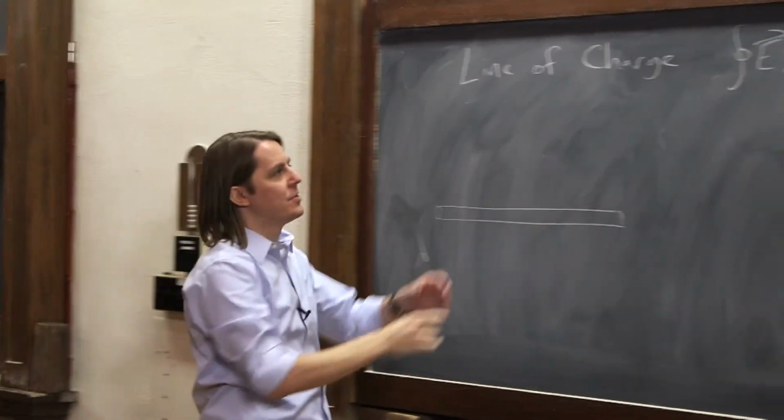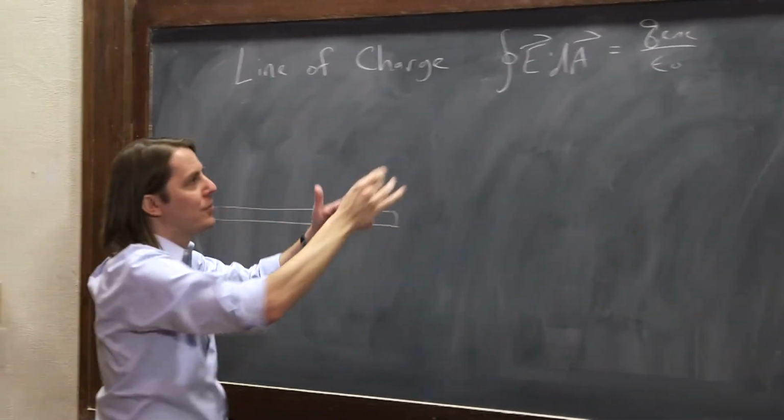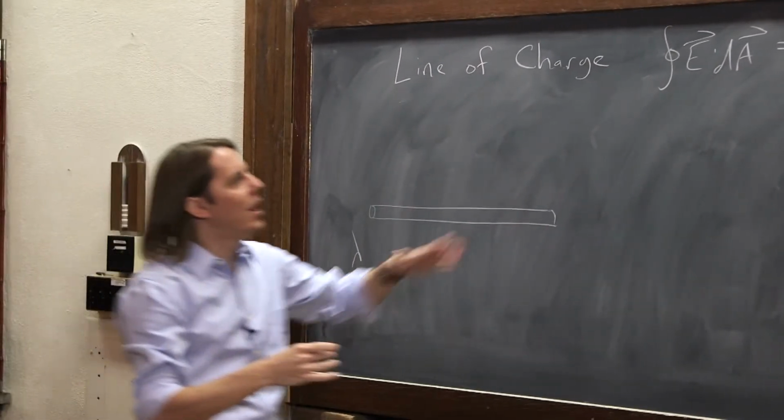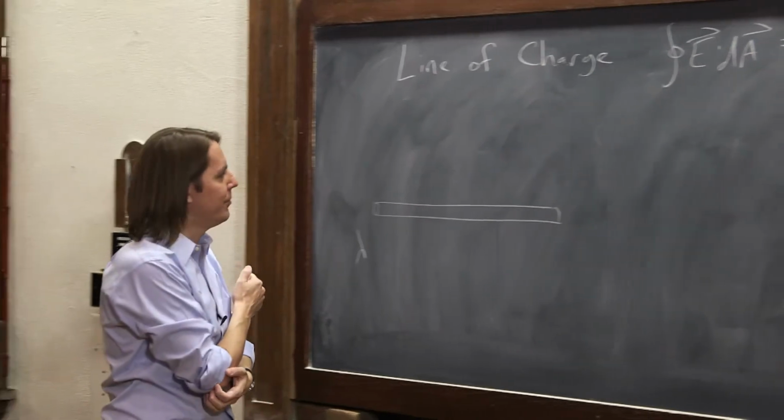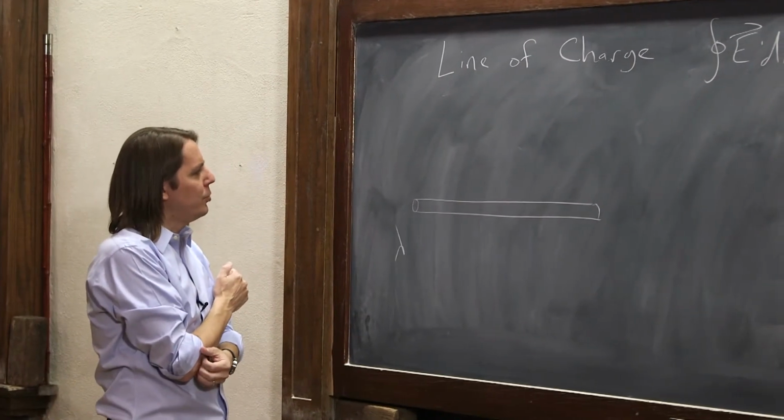And we talked about before, we can't just solve this for E. First, we have to pick a surface that uses symmetry that allows us to get rid of the dot product and maybe get the E outside the integral. So that's the game we're playing. So let's think, what surface would do that?